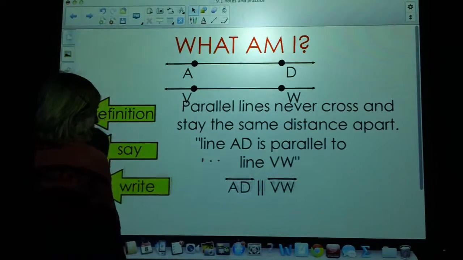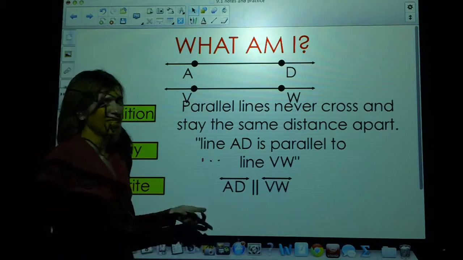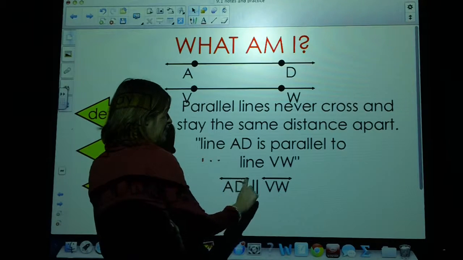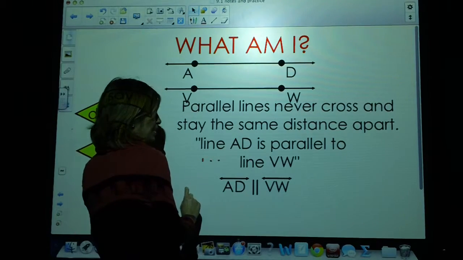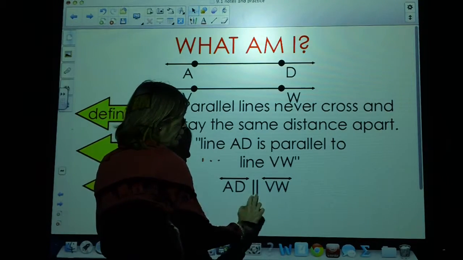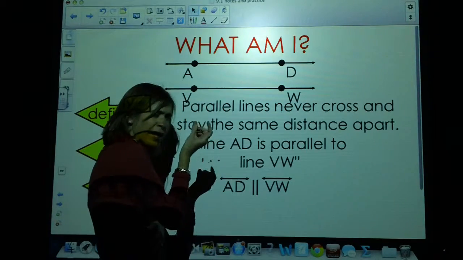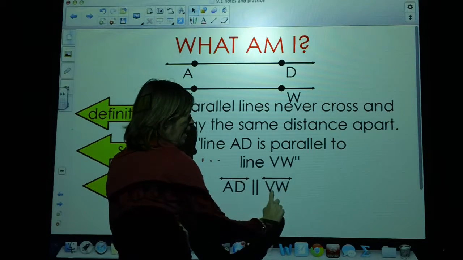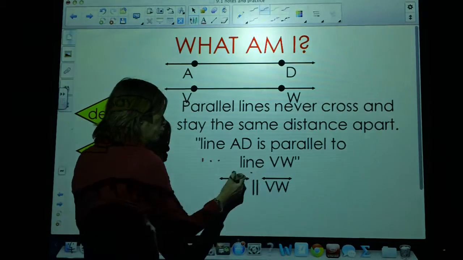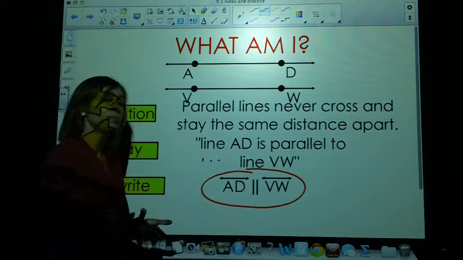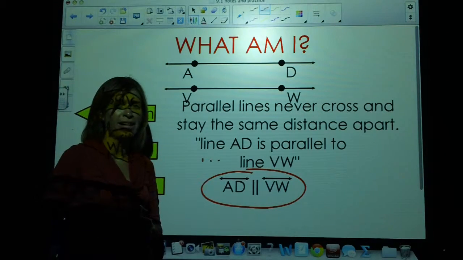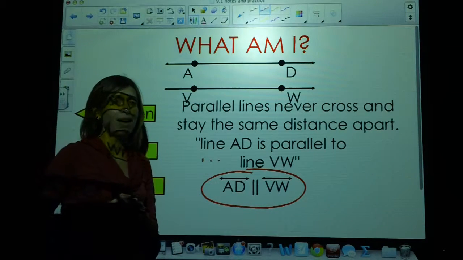And we would write it as, oh, this is hard. This is the hardest one so far. AD with the line symbol above it, because we said line AD, is parallel. It's 2 lines right next to each other going up and down, is parallel to line VW. So when I write this, you should be able to tell me what that means and be able to draw it, okay? All right, that's where I'm going to stop today.